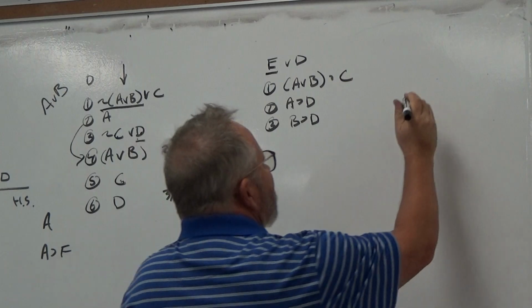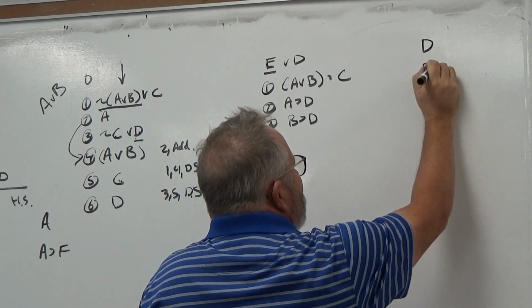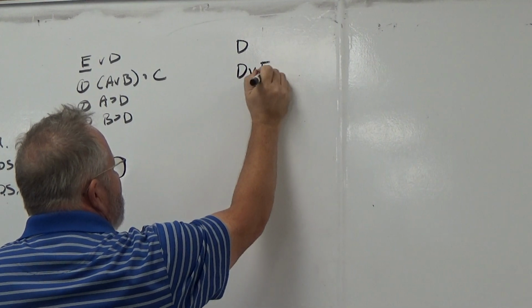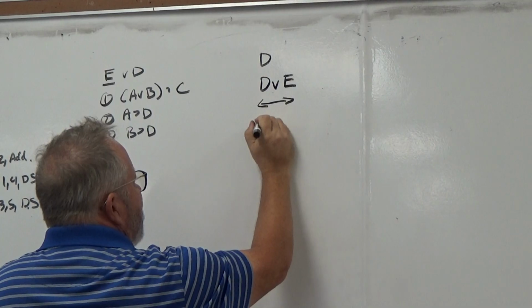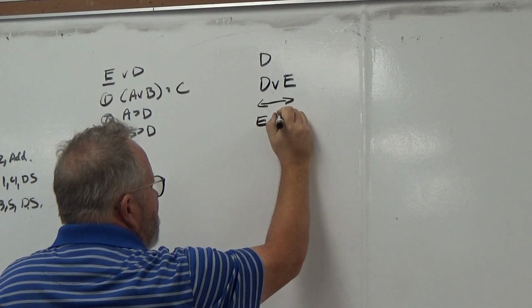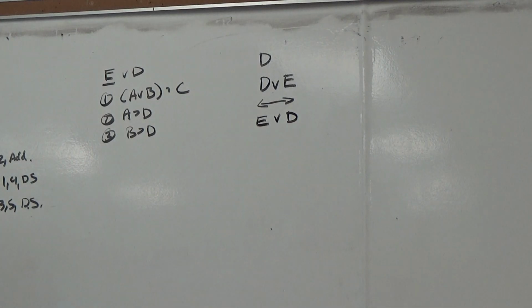Well, remember, we have this. If we have a D, we can add whatever we want. So let's suppose we added an E, and then we could reverse the order and end up with E or D, okay? So really, all we need to think about is, let's get a D. Everybody understand that so far?